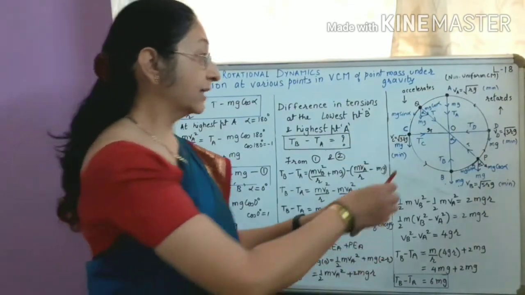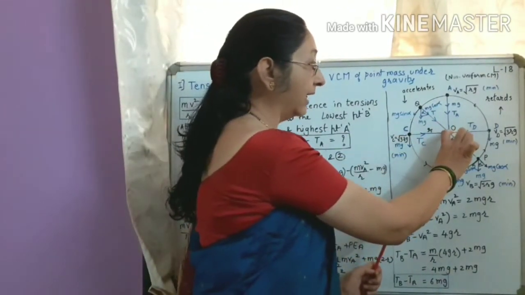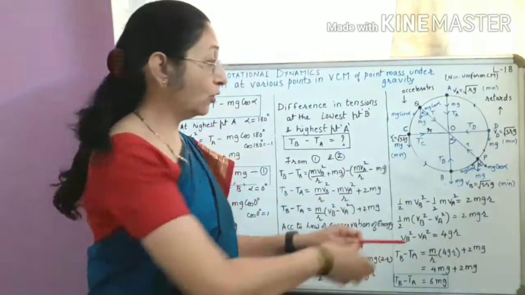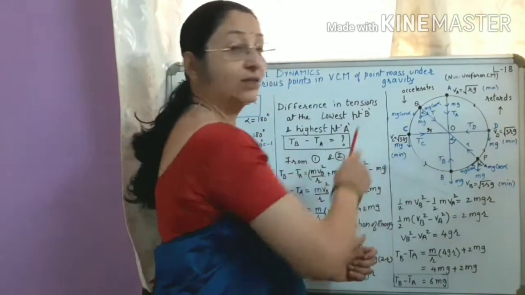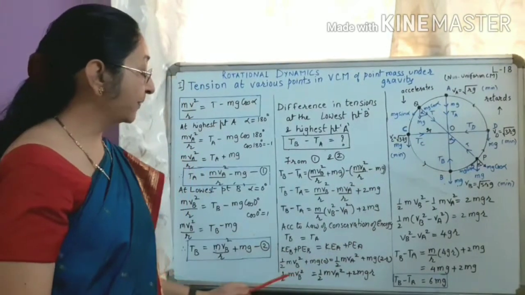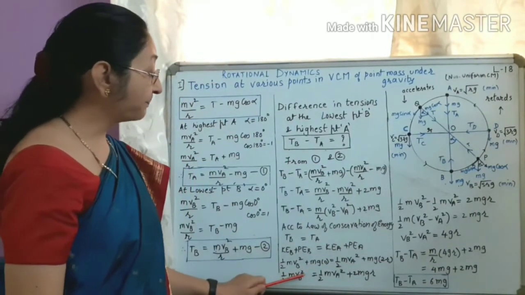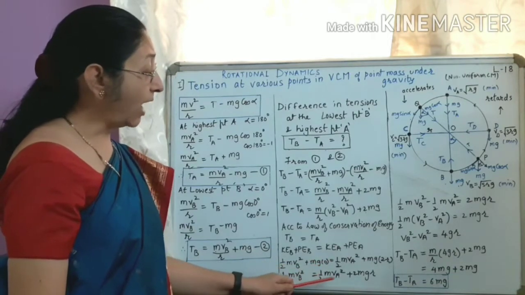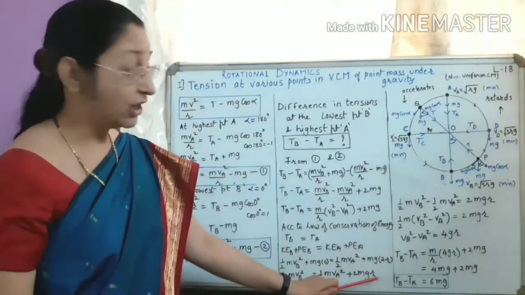So, what is the height? This is r, the radius, and this is r, the radius. So, this total height is twice r. So, from the base point, the height is twice r. So, we write it as 2r. So, half m vB square, this is 0. We cancel it. So, this is equal to half m vA square plus twice mgr.